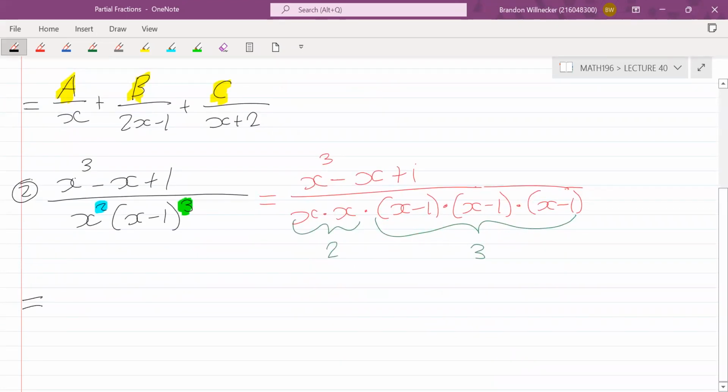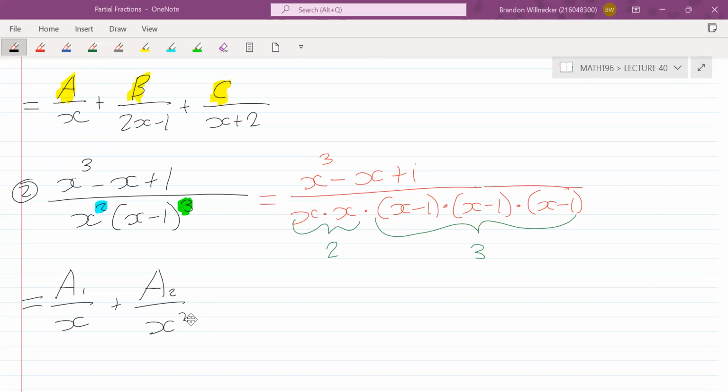Let's just show that. The first one is x repeated twice. So we're going to have a1 over x, and then we need another term, a2 over x squared. So we have a term for each power going up to however many times it's repeated. Here it's repeated twice, so we have a1 over x plus a2 over x squared.